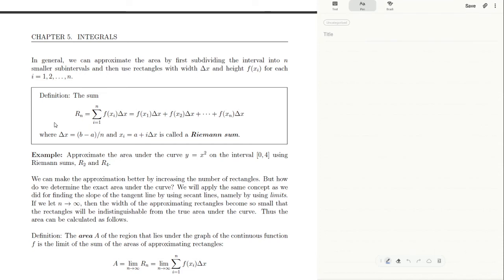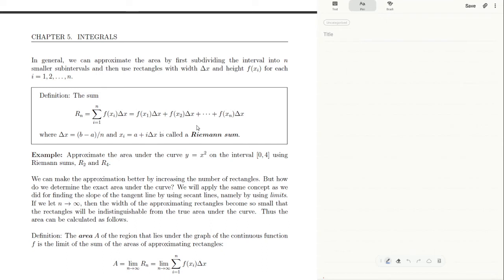Now the way that we calculate the width, or delta x, is by using this formula. We take b minus a divided by n. So a and b are the endpoints of our interval, and n is the number of subintervals or the number of rectangles. Now x of i is given by this formula. So this is how we calculate the endpoints of the subintervals, and is given by a plus i times delta x.